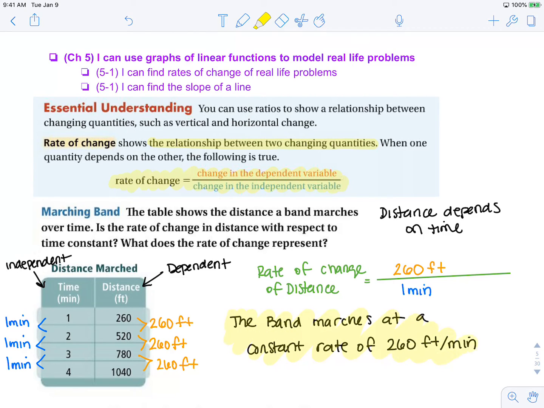So this rate of change in real life scenarios can be represented by comparing the change in the dependent variable over the change in the independent variable.